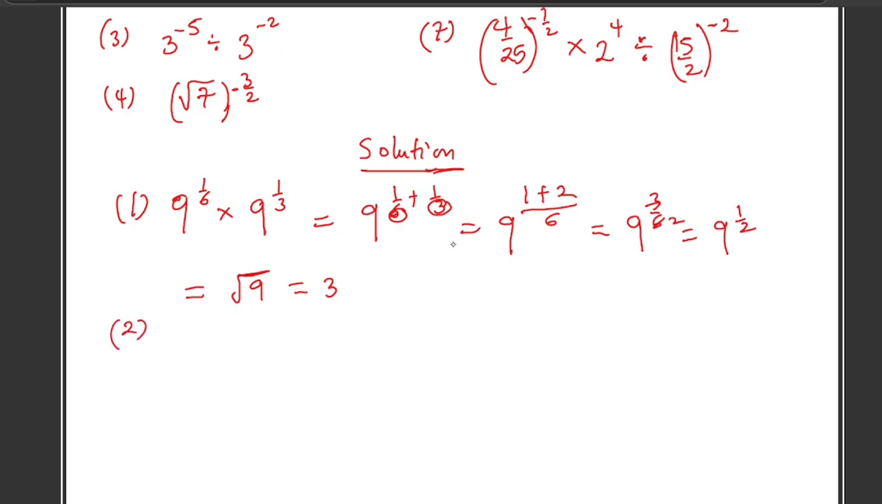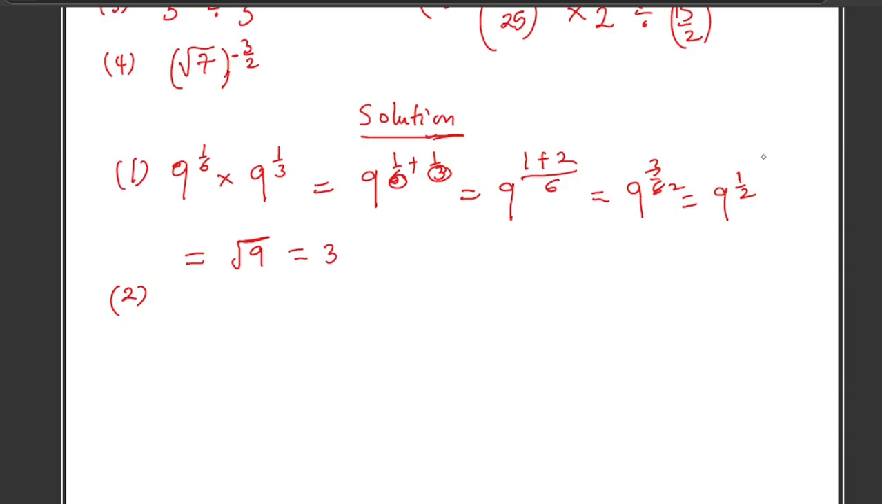Then the second question. 16 to the power 1 over 4 times 16 to the power minus 1 over 2. So we apply the first law. We see the bases are the same, so 16 to the power 1 over 4, then plus, since we are multiplying, the power minus 1 over 2.